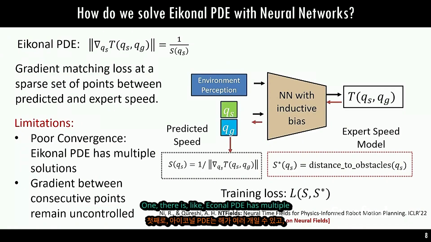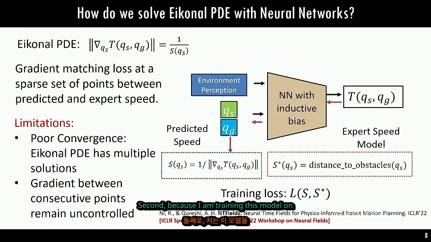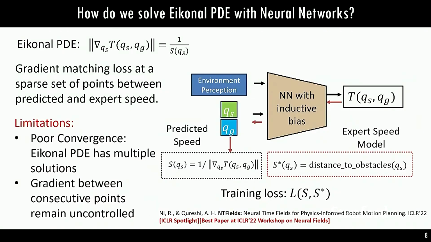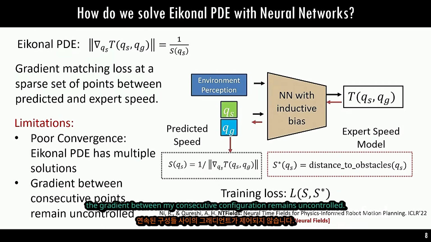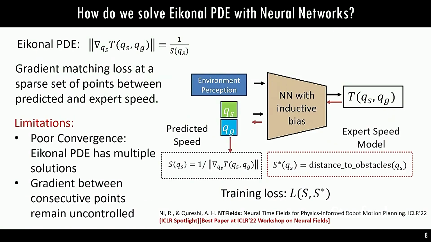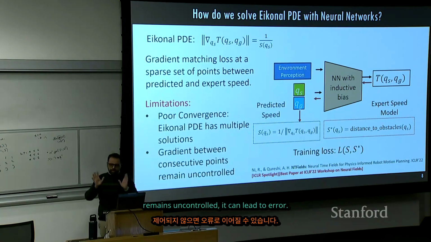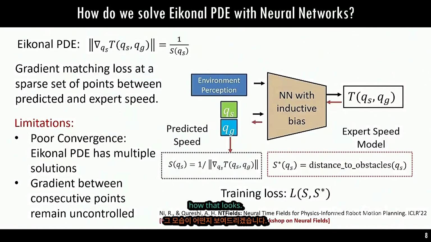One, the eikonal PDE has multiple solutions, and our neural network is unable to capture those multiple solutions. So it is suffering from that multimodal problem. Second, because I am training this model on randomly sampled start and goal, the gradient between my consecutive configurations remains uncontrolled. But if you think about the trajectory, you start from the start, you go to the next configuration, then you go to the next configuration, and it gives you a trajectory. So if my gradient between consecutive configurations remains uncontrolled, it can lead to error. And I will show you shortly how that looks.